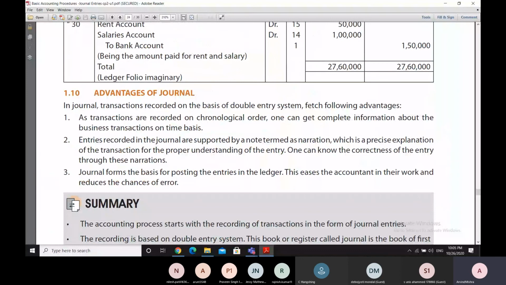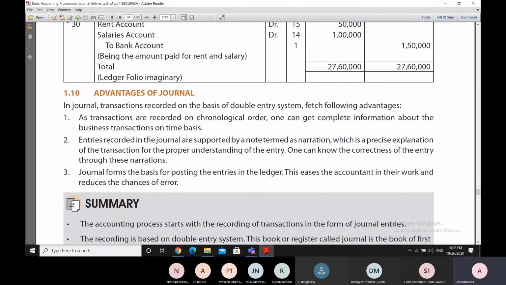Now, having seen the various entries here, we have to look at what are the advantages of a journal. Now, transactions are recorded on the basis of the double entry system. And therefore, the advantages are that all the transactions are, first of all, recorded in chronological order, in the order of time. And therefore, one can get complete information about the business transaction on the basis of time.